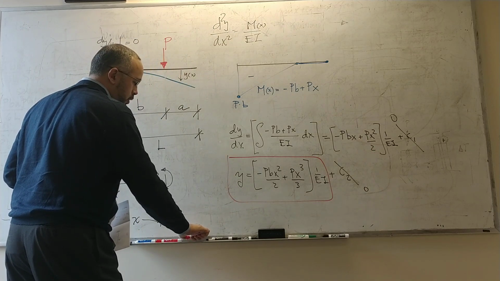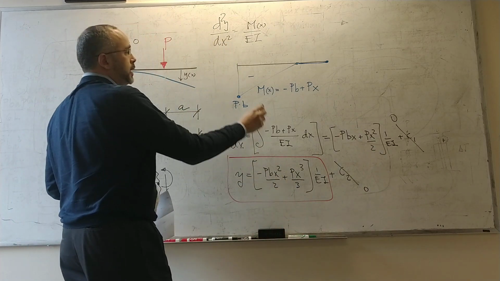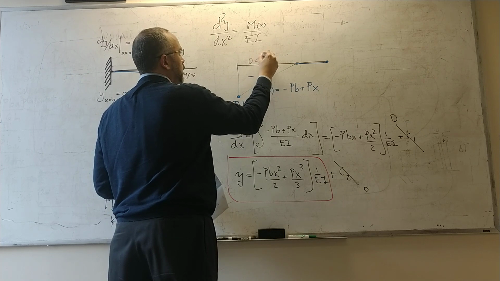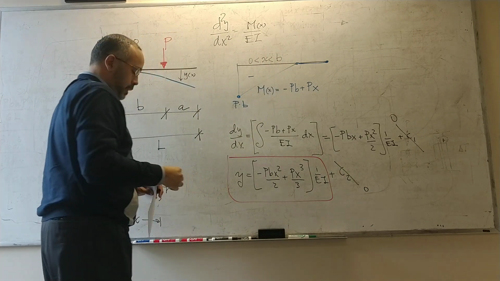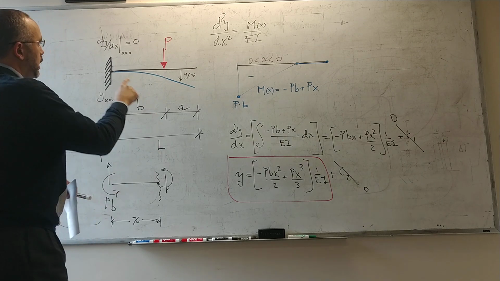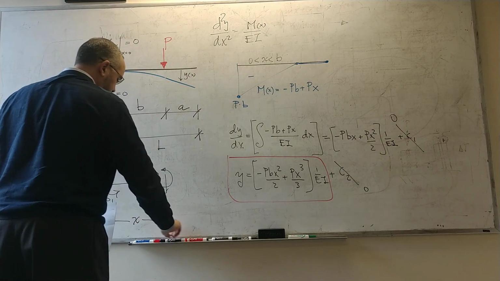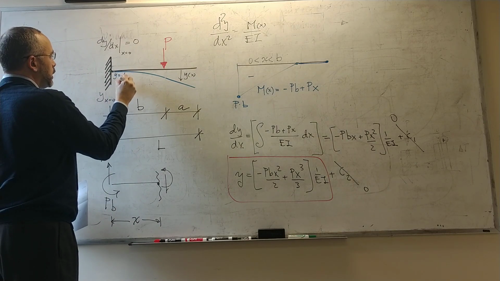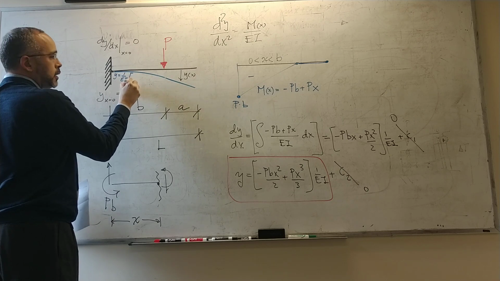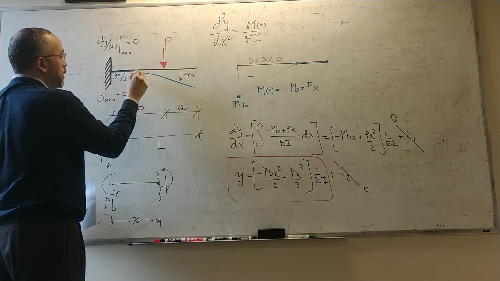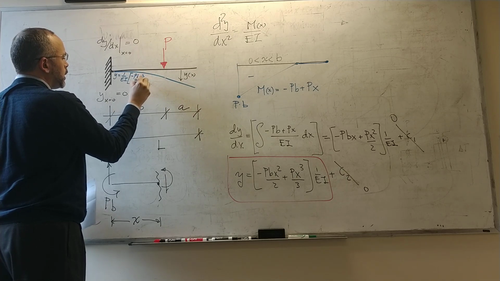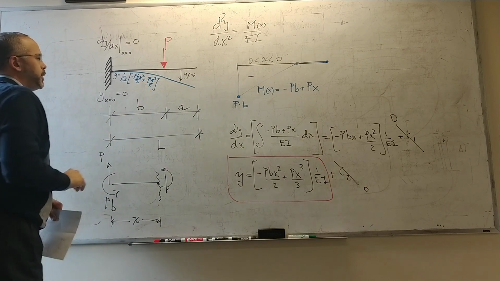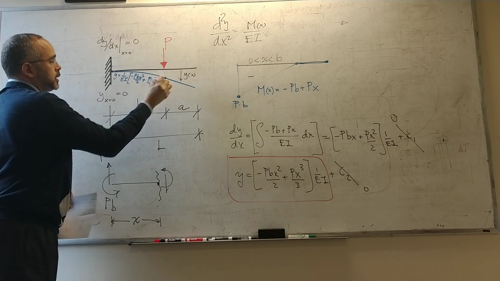Now this equation is only valid in the range where this equation is valid, which is from x between 0 and b. Right? So that's that equation right there. This will be y equals 1 over EI times minus Pbx squared divided by 2 plus Px cubed divided by 3. So from here to here, this is what we have.